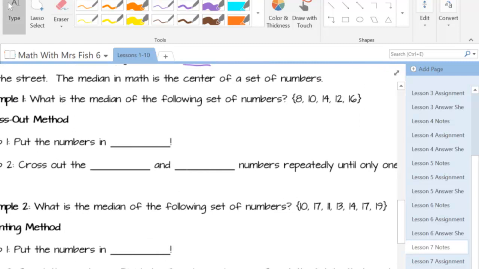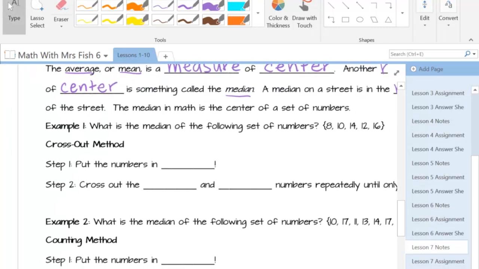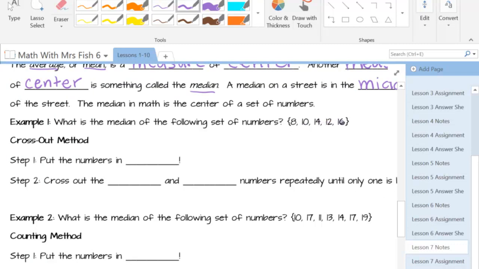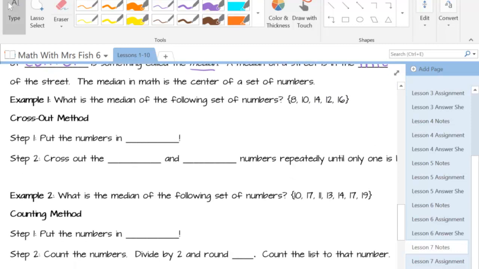So here's an example. What is the median of the following set of numbers? We have 8, 10, 14, 12, and 16. There's two different ways of doing this. The first method is the cross-out method, but the most important thing is you've got to put the numbers in order. They have to be in order from smallest to largest. If a student's going to make a mistake, this is probably where they'll make it. So the smallest number in this list is 8, followed by 10, then 12, 14, and 16.